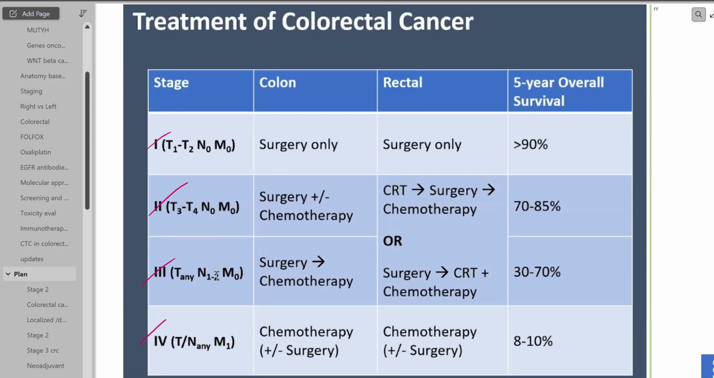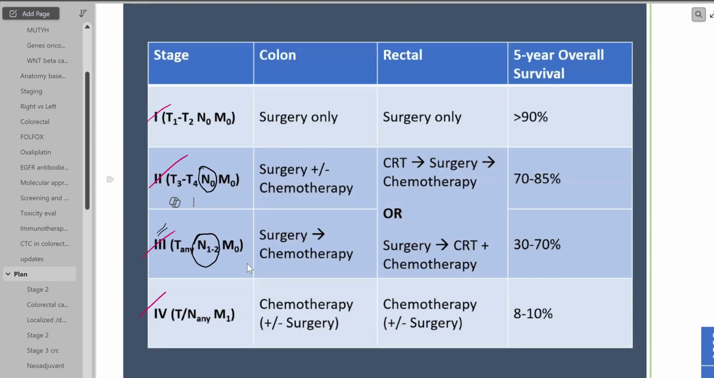So, in short, the easiest way to look at the stage groups is to look at N stage. If there's any lymph node involvement, N1 or N2, it would go to stage 3. Now, in stage 3 you would divide it into high risk and not high risk. As long as there are no lymph nodes involved, it will be in stage 2. And then stage 4 is metastasis.